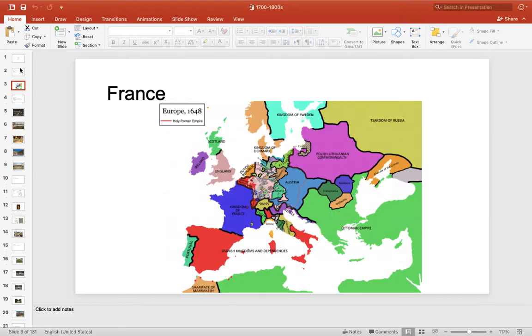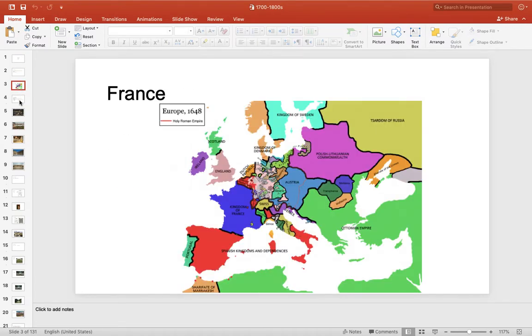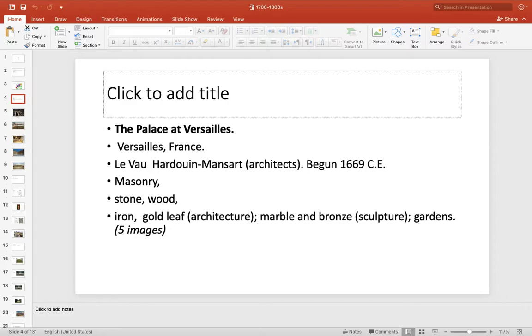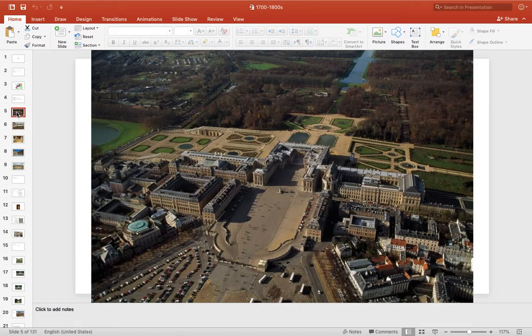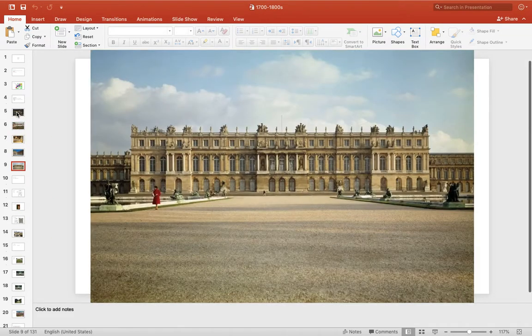Review of the 1700s and the 1800s for our 2020 virus year review. Okay, going to the 1700s, let's go to France and look at the Palace of Versailles. Versailles, the gardens, the palace, the site, the Hall of Mirrors.